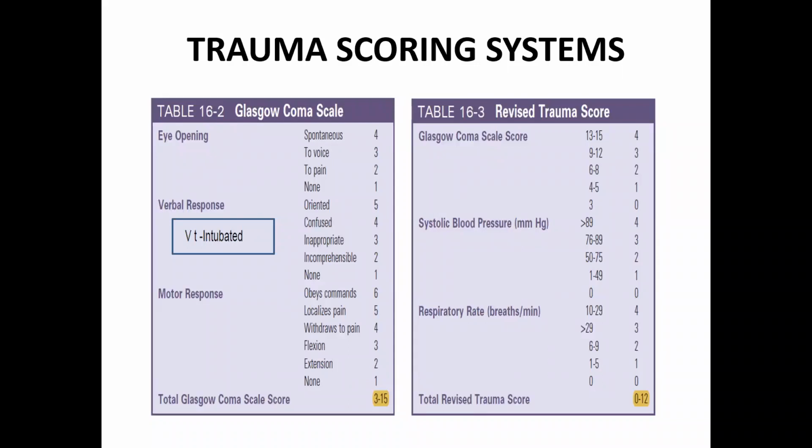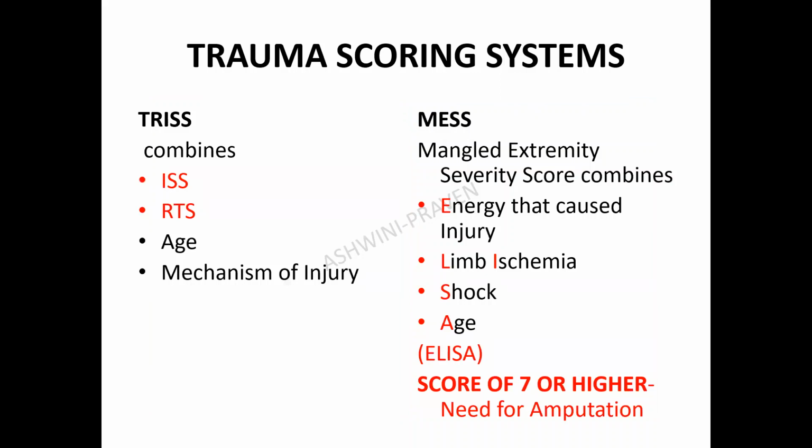Revised Trauma Score is based on 3 criteria: GCS, systolic BP, and respiratory rate. So it ranges from 0 to 12, GCS 3 to 15. So what is TRISS? Trauma Injury Severity Score combines the Injury Severity Score, RTS, age, as well as mechanism of injury. Based on these 4 factors, the TRISS score will be calculated.